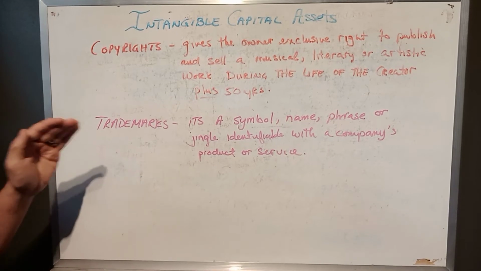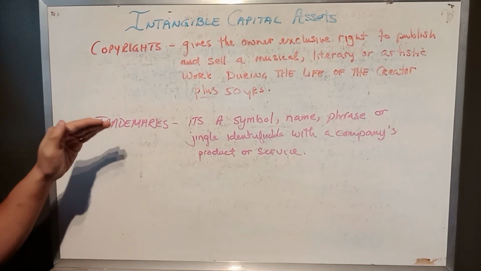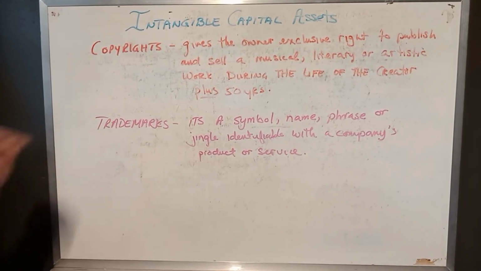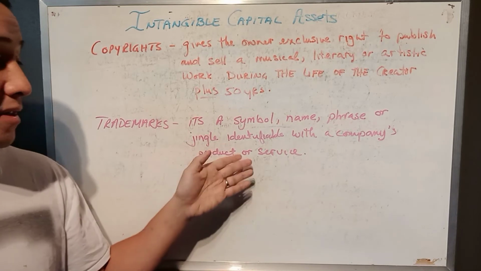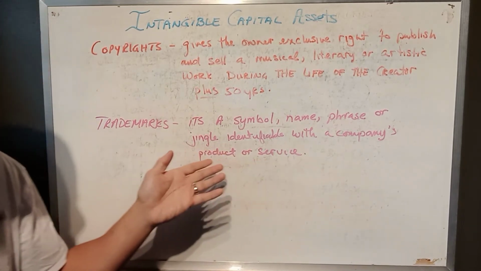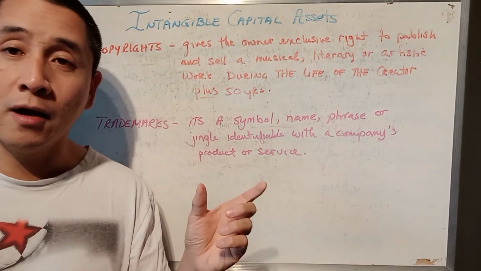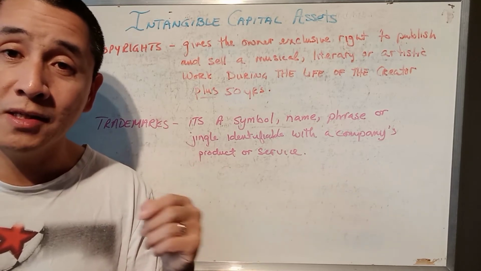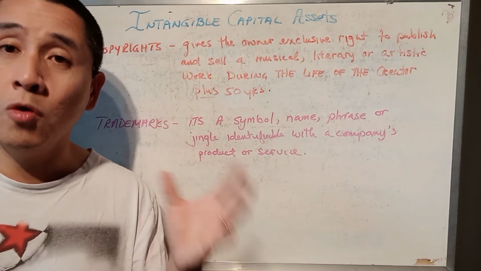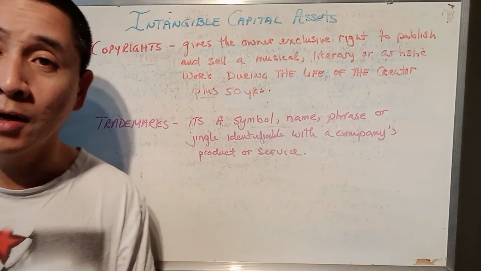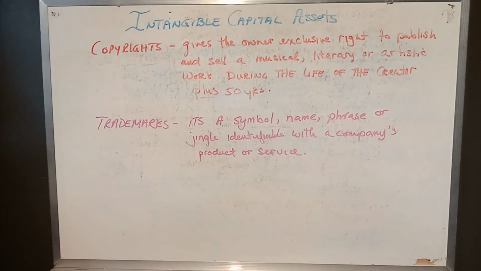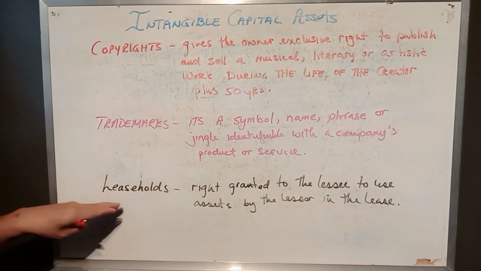Now, usually ownership and exclusive rights are established by registering with the government's patent office. And just like copyrights, if the fee is small, then you would just write that off during the accounting period as an expense. Otherwise, if it is more material in amount, then you would capitalize that and amortize it over its estimated useful life.